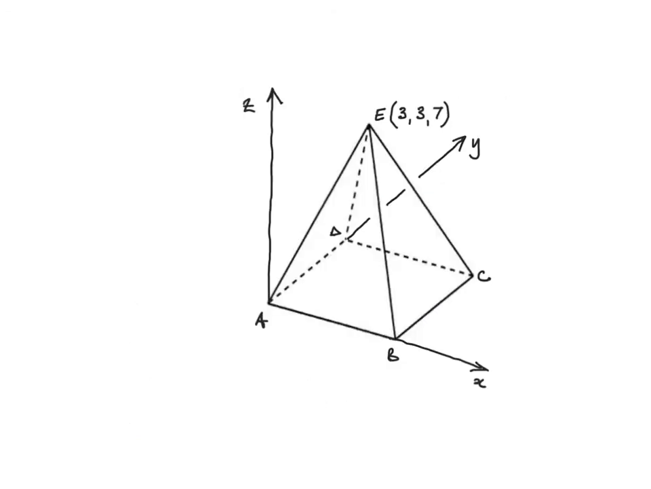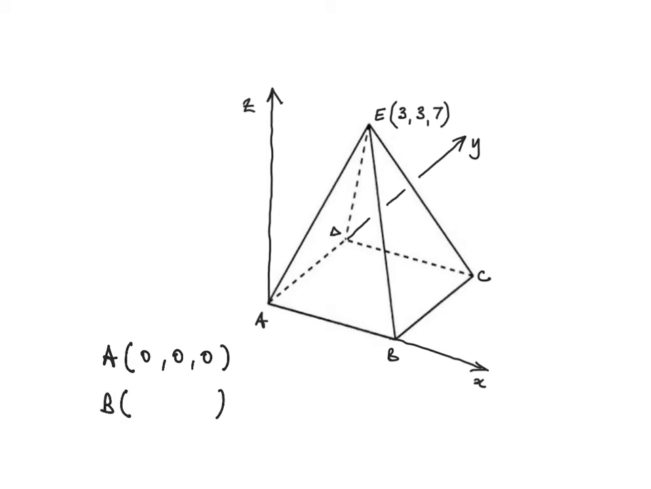So here we have the solution to question 2, the square-based pyramid, (3, 3, 7). So the point E is (3, 3, 7). Now, what does that mean? Well, A is the origin again, so that's (0, 0, 0).